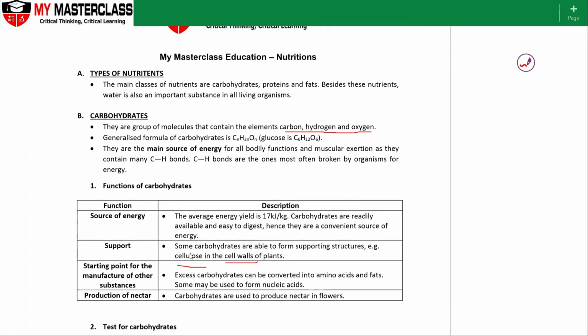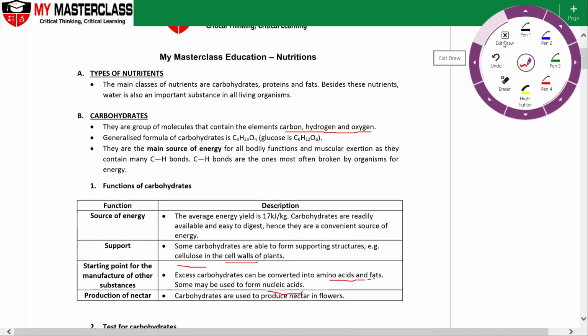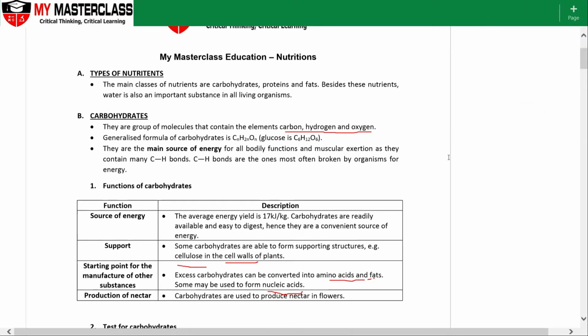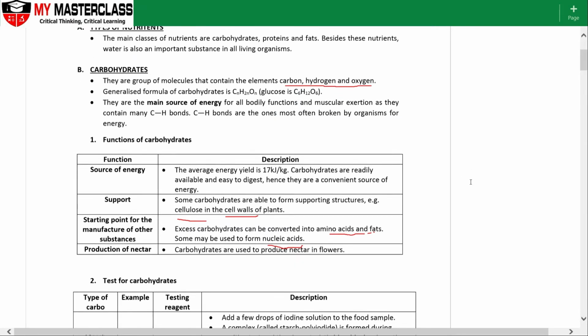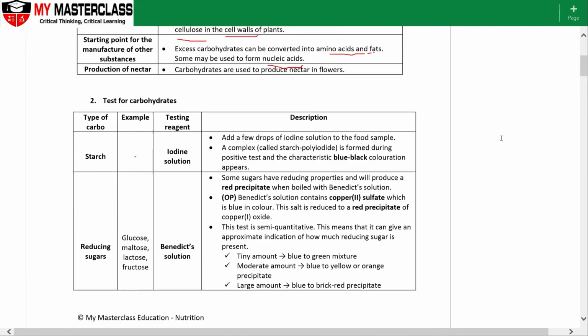Excess carbohydrates can be converted into amino acids and fats. Some may be used to form nucleic acids, which is part of the DNA component. So which is why carbohydrates can be the starting point to manufacture other substances. In plants, carbohydrates are also used to produce nectar. Nectar attracts insects to come to the flower, and it helps in the process of plant reproduction.